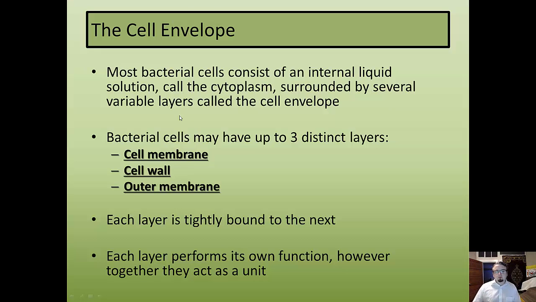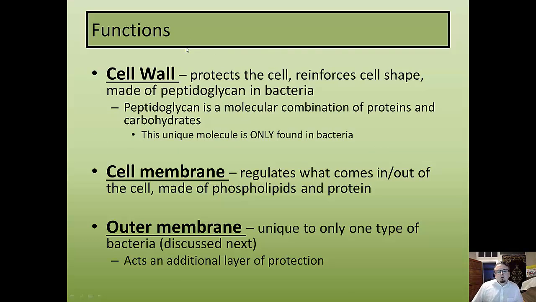Okay, so the three layers are the cell membrane, the cell wall, and the outer membrane. And that's in order from closest to the inside, working to the outside. Refer back to that figure again to look at that one more time, and you'll see the layering there. I rearranged the order here, sorry. But let's take a look at the cell membrane first. The cell membrane is what comes closest to the inside of the cell.